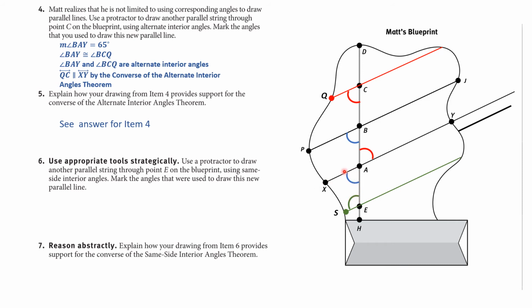Okay, so I'm looking at HAX and CEA, those two angles. If they're supplementary, we know that their angles add up to 180. Since I know that the measure of angle HAX is 65 degrees, I know the measure of angle CEA has to be 115. I can find this by subtracting 180 minus 65 degrees, and that gives me 115 degrees.